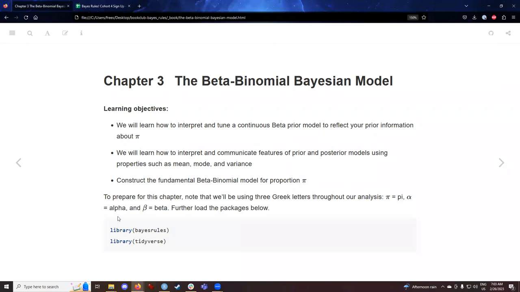Conventional usage of Greek letters, and we'll also be trying out these R packages here.